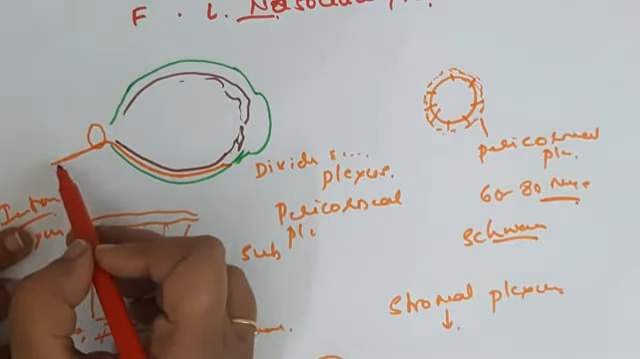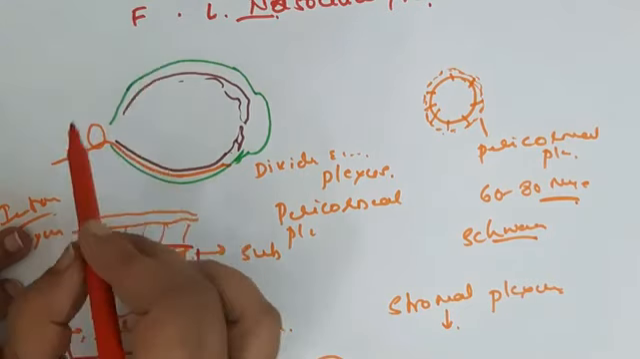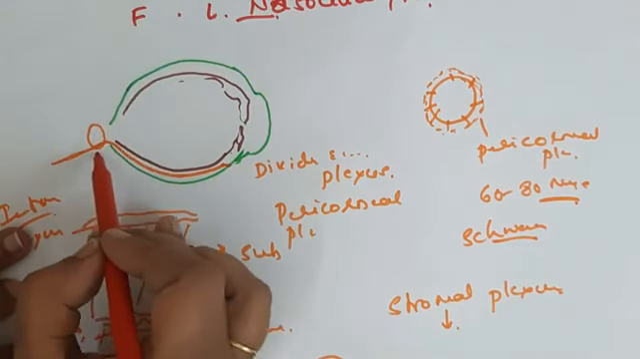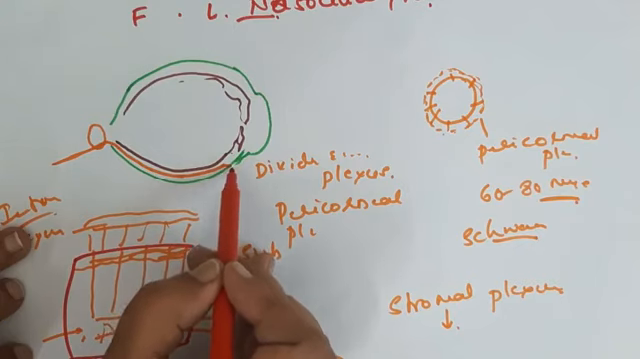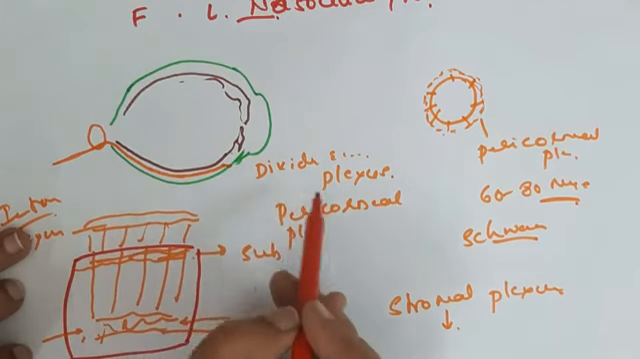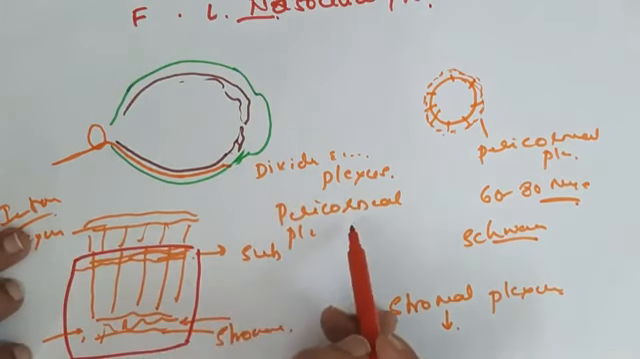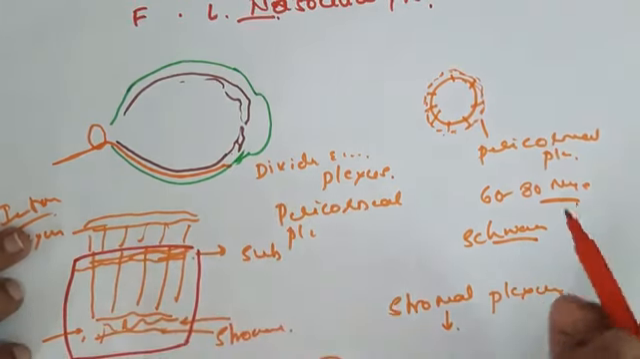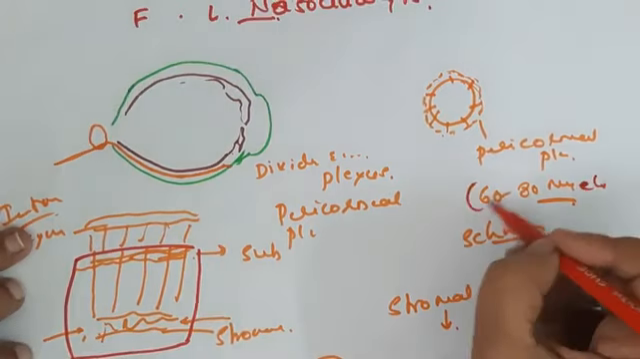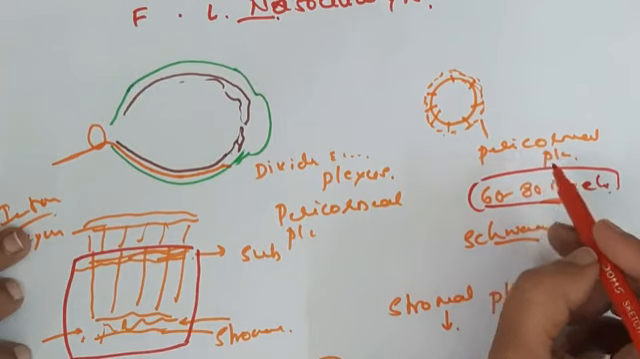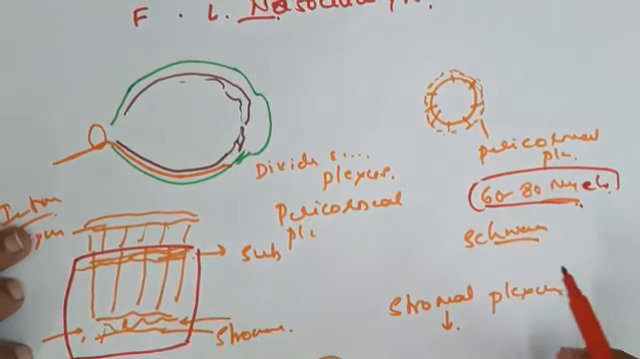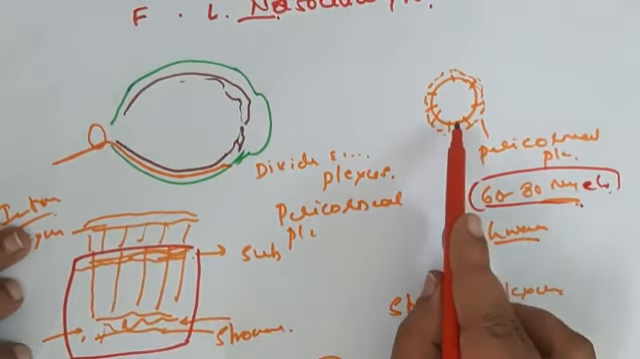This is from the nasociliary nerve, which is a branch of the trigeminal nerve. It enters the eyeball along with the optic nerve and runs in the suprachoroidal space. Just 1 to 2 mm behind the limbus, it will enter into the sclera. Here it divides and forms the plexus called as pericorneal plexus. These are still myelinated nerve fibers. There are around 60 to 80 myelinated nerve fibers forming the pericorneal plexus. And then they move on to the stroma of the cornea.